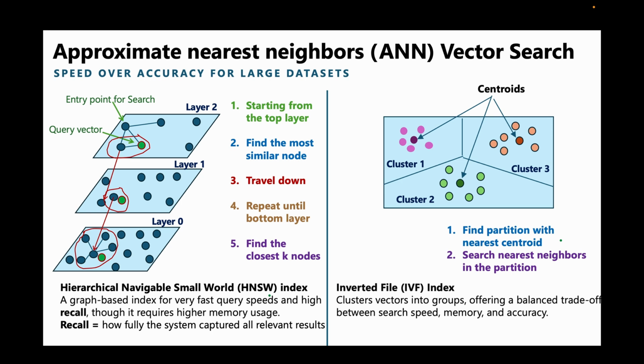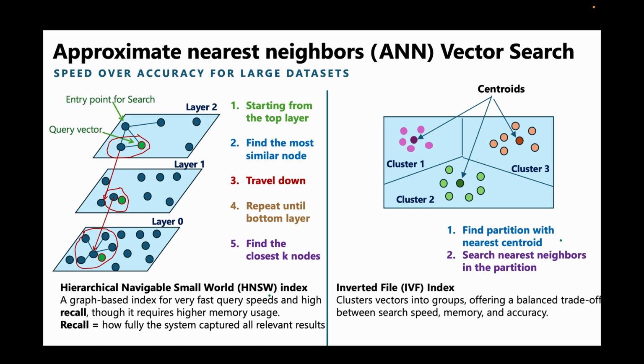Finally, at the bottom layer, the search performs a more detailed lookup to retrieve k nearest neighbors to the query vector. The result is considered approximate because the algorithm never compares against every vector in the dataset. Instead, it efficiently narrows the search to regions near the entry path and finds the best matches within this constrained space. Inverted file index takes a clustering based approach to vector search.